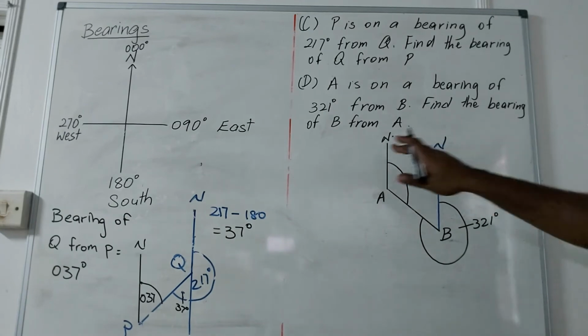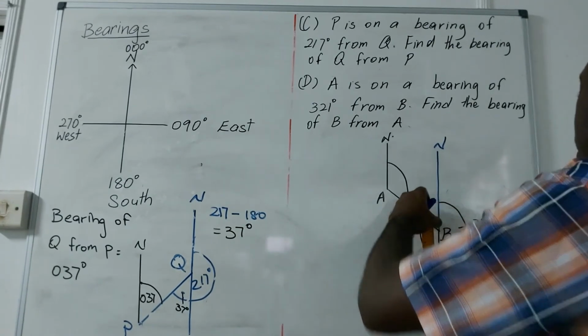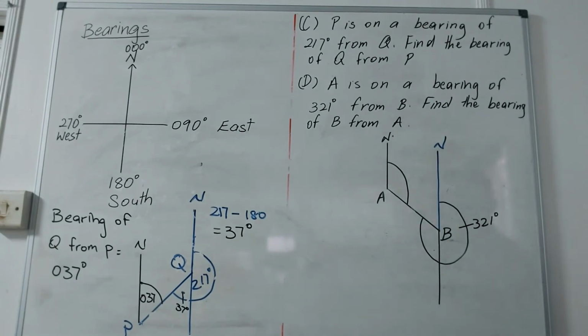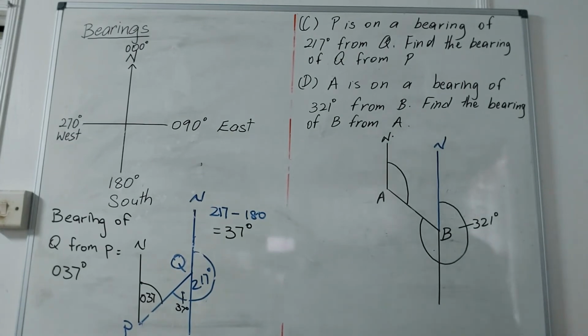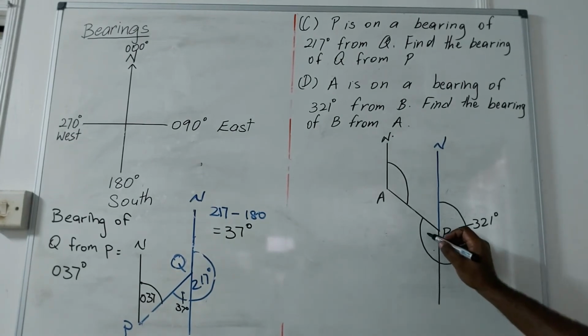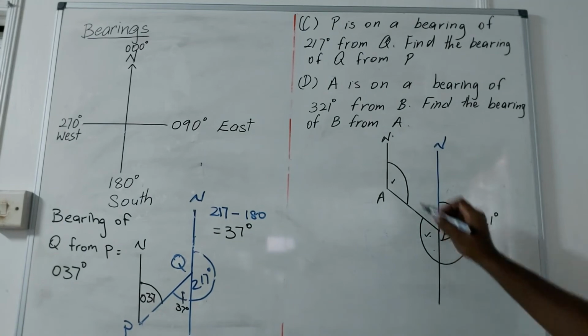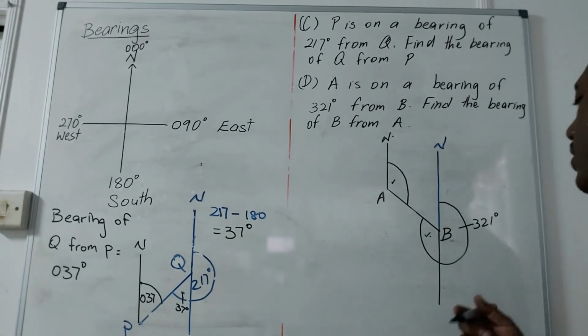Reminding ourselves that since we have two parallel lines, these two angles are equal. To find this angle, all we need to do is subtract 180 from 321. These two angles are equal since they are parallel and the transversal cuts them. The two angles are alternate, or Z angles.